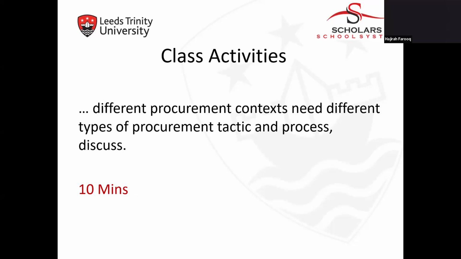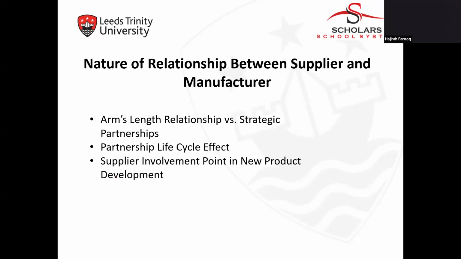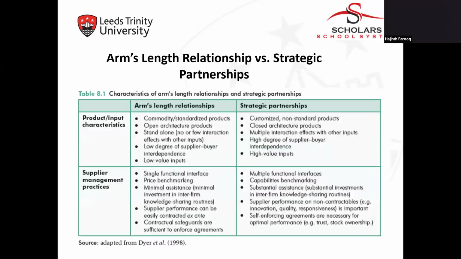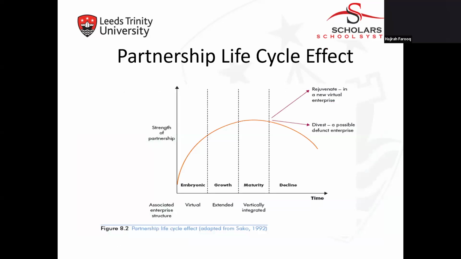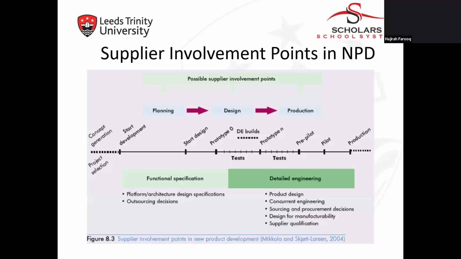Then we went on to do a little class activity, and then we discussed the nature of the relationship between supplier and manufacturer. And then we discussed the arm's length relationship versus strategic partnership via this diagram. You can have a look at this diagram by logging into your Moodle and downloading the week 6 chapter slides. Then we discussed the partnership life cycle effect, and then we discussed the supplier involvement points in the NPD, or new product design.